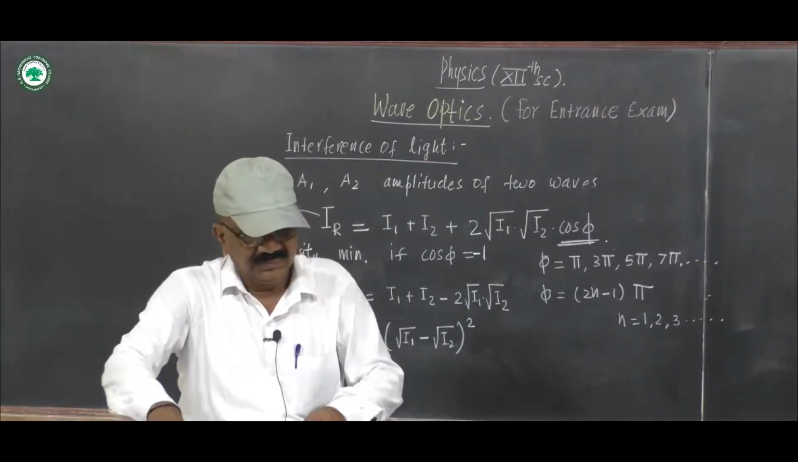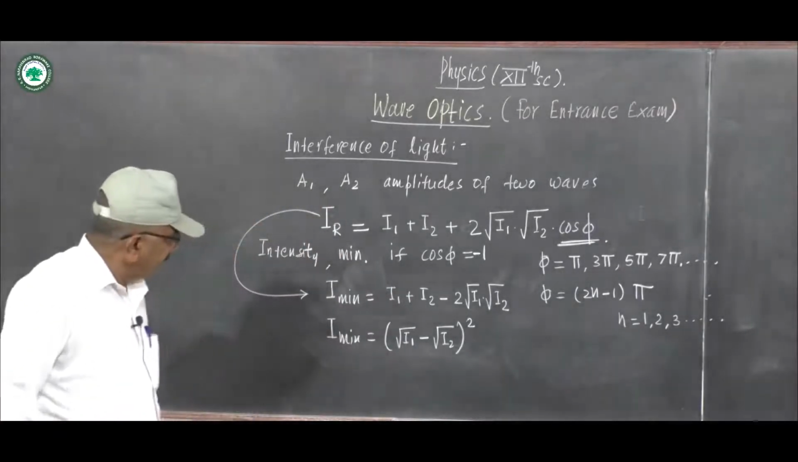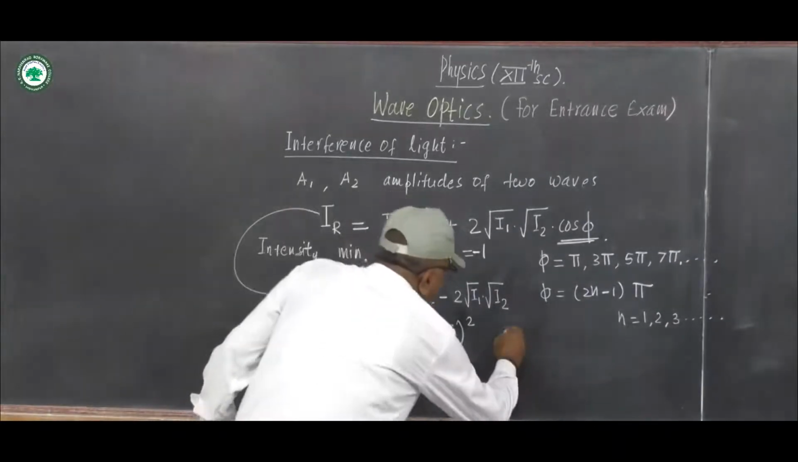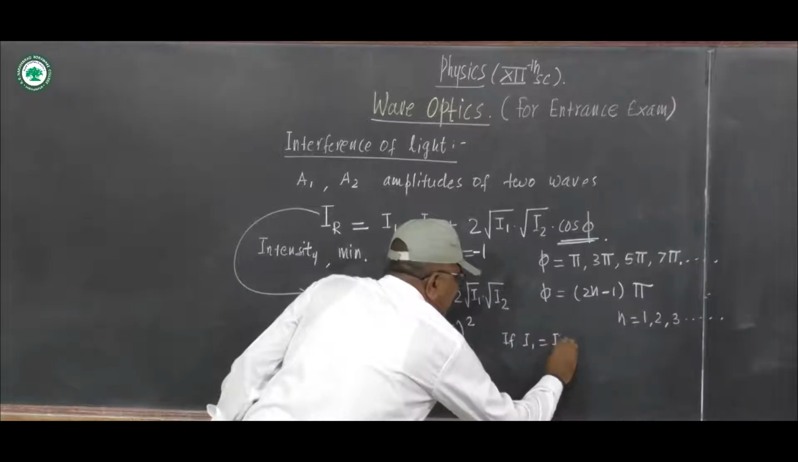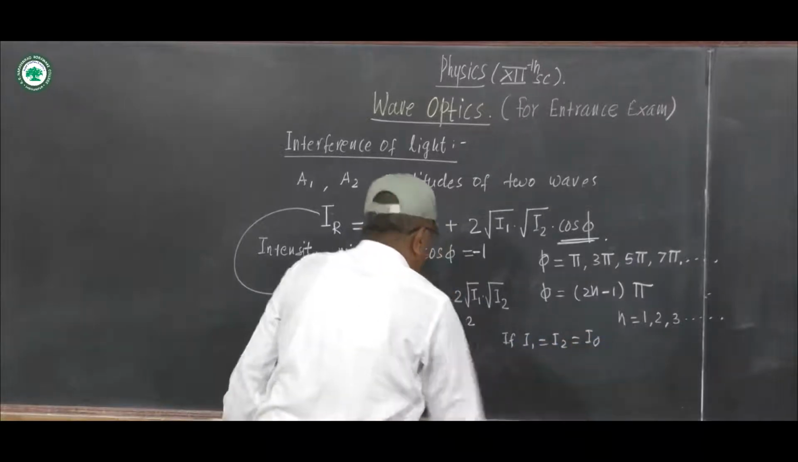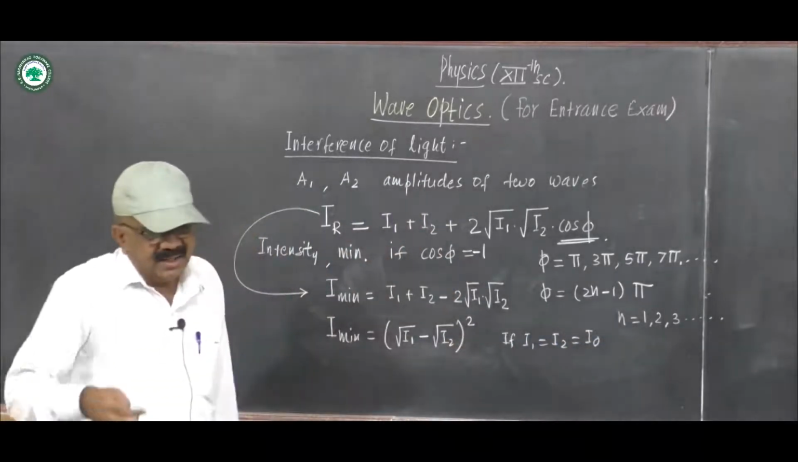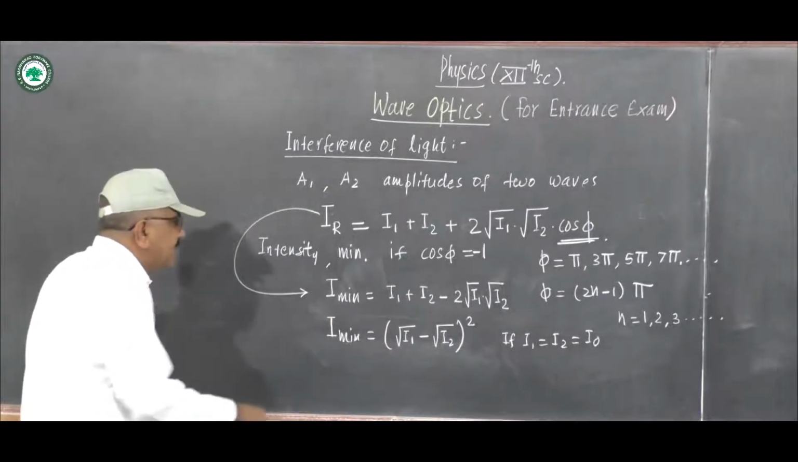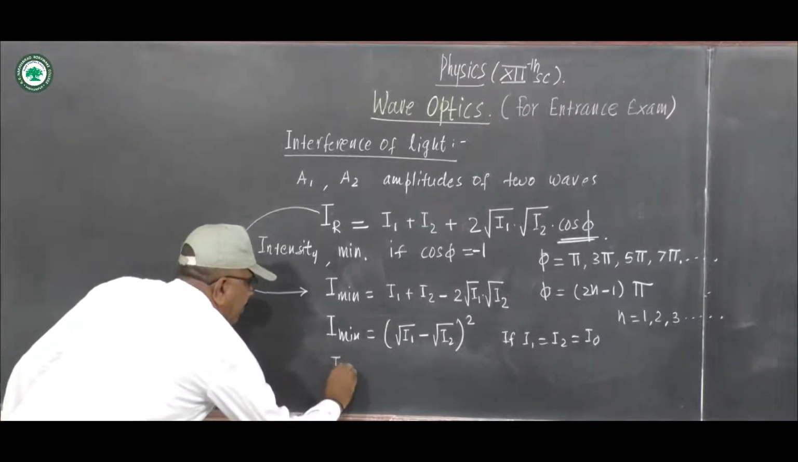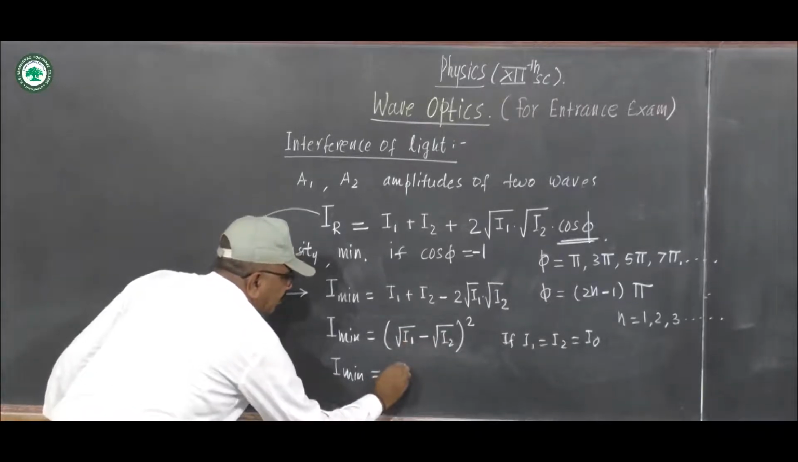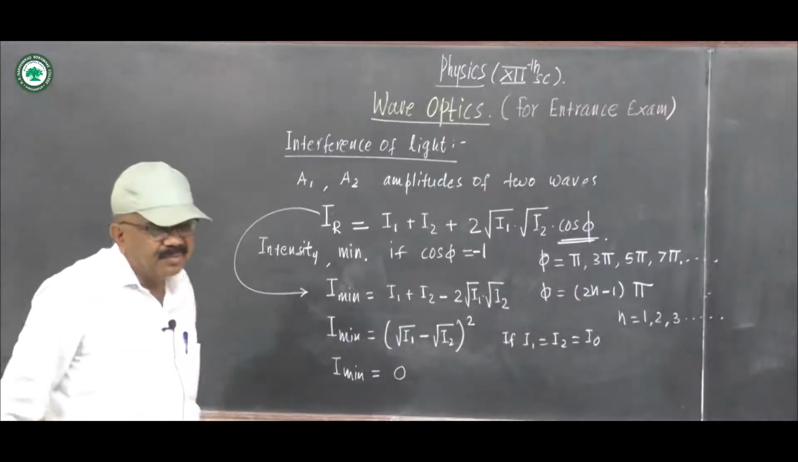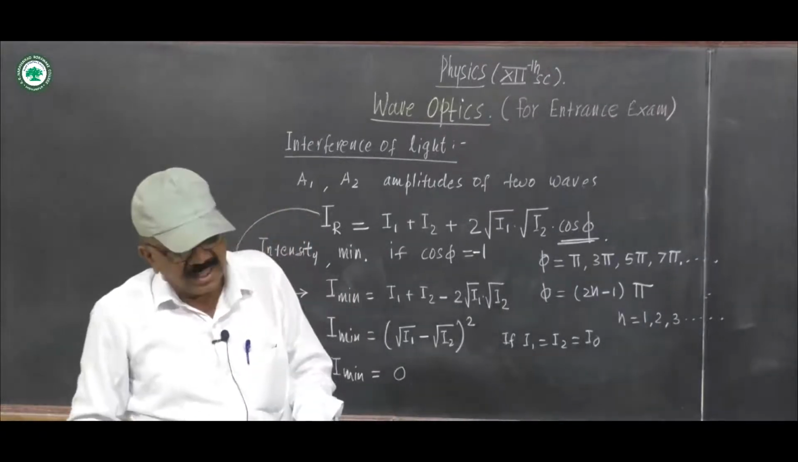Again here, if I1 equal to I2 is equal to I0, if we substitute here, we get minimum intensity as 0. I minimum is equal to 0. I minimum will be 0 if I1 equals I2 equals I0.